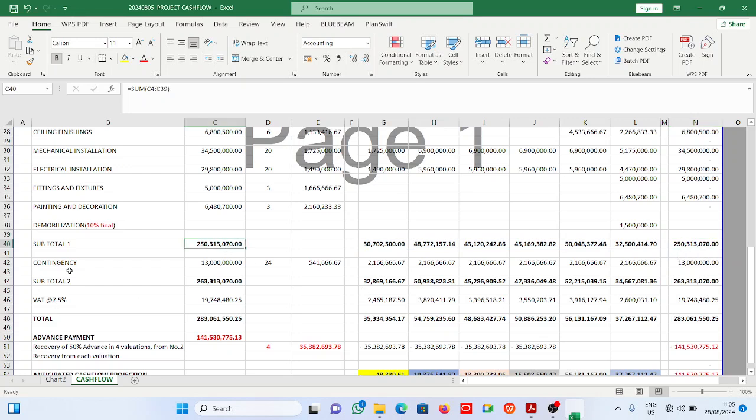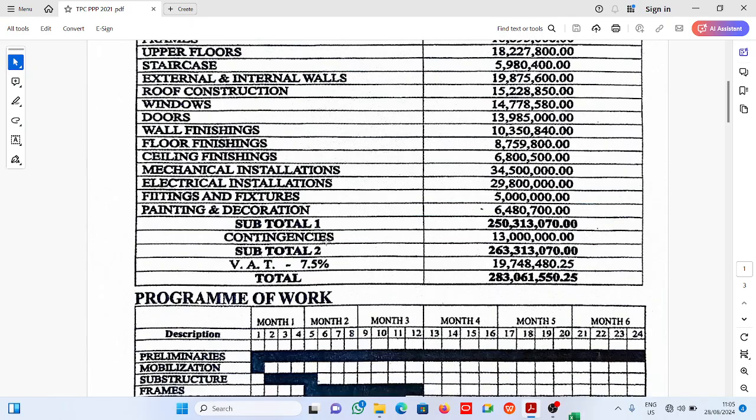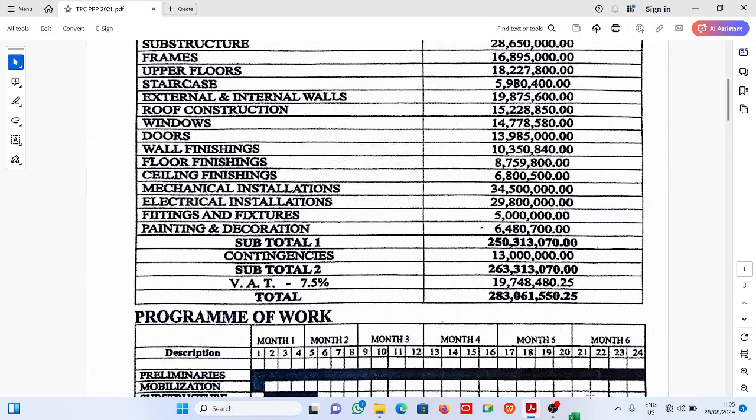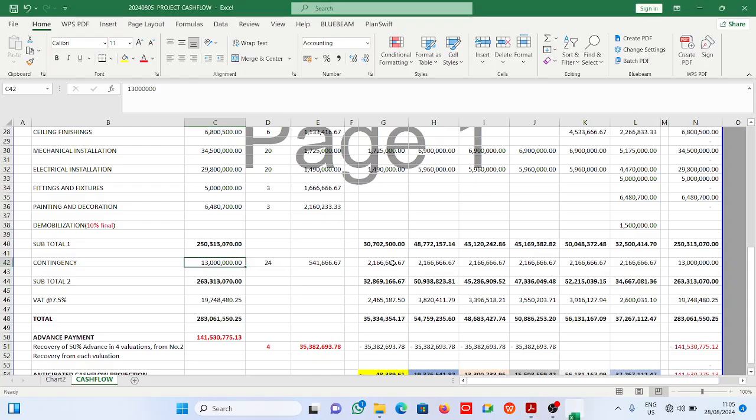So having done that, now the contingency is 13 million. If you come to this question here, contingency is 13 million. Now the project is yet to commence. We don't know if there will be any contingent activity to be carried out on site. So for that reason, we split the contingency through the project.